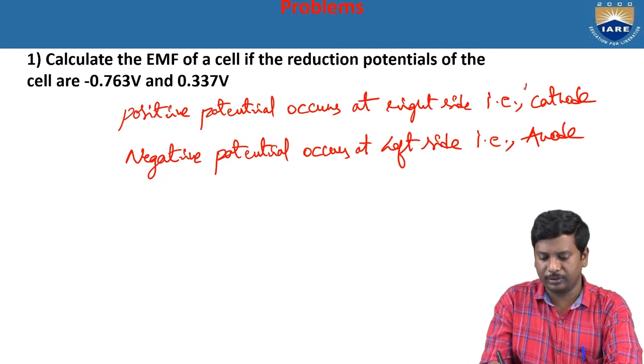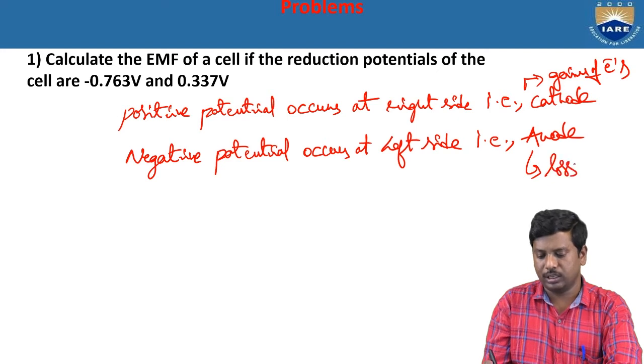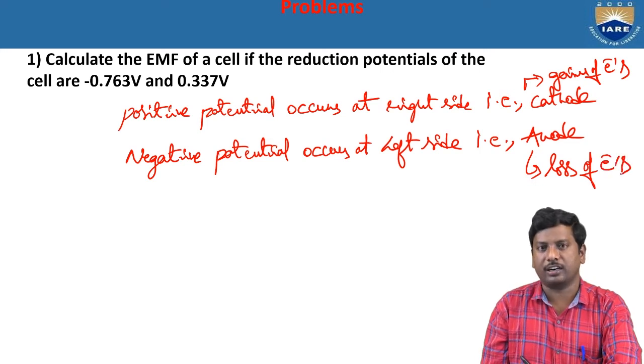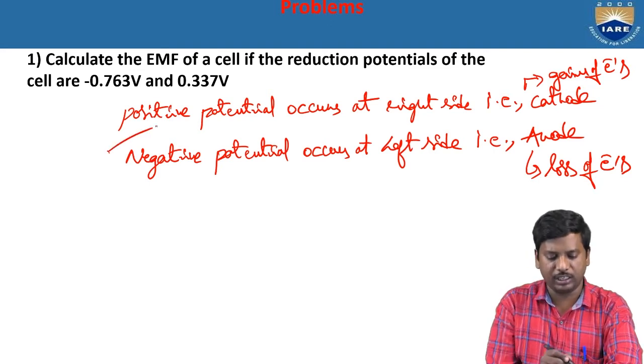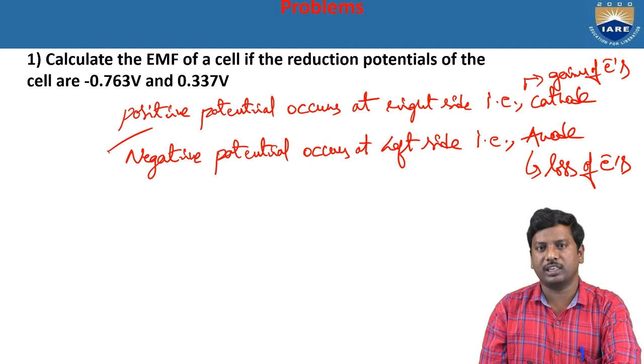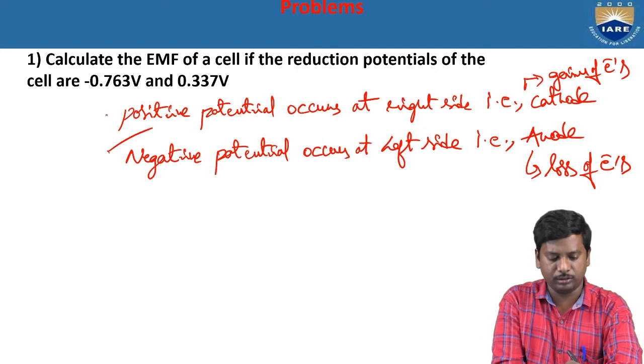That means at the cathode, gain of electrons takes place, and at the anode, loss of electrons. So these are the electrode reactions at the anode and cathode, and the respective potentials. The anode, present at the left side, undergoes the oxidation reaction, that means loss of electrons, and finally it gets the negative potential. And the cathode, present at the right side, undergoes the reduction reaction, that means gain of electrons, and finally it gets the positive potential.